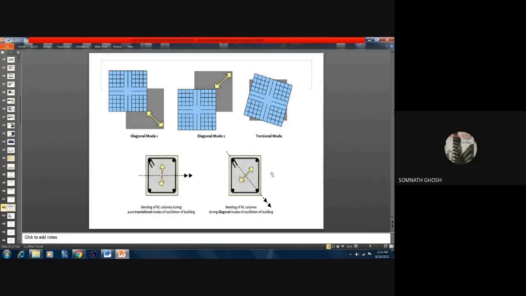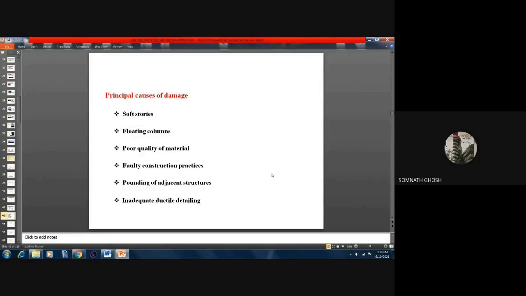So all these aspects, people are not really thinking in detail. And that's why sometimes it happens that even if they have worked hard, there is still something wrong and the building suffers a lot. So you see the principal causes of damage: soft story, floating column, poor quality of material, faulty construction practice, pounding effect, I told you, adjustment, inadequate ductility. These are the things you have to be very, very sure about.